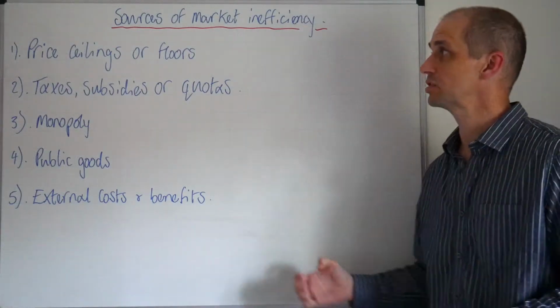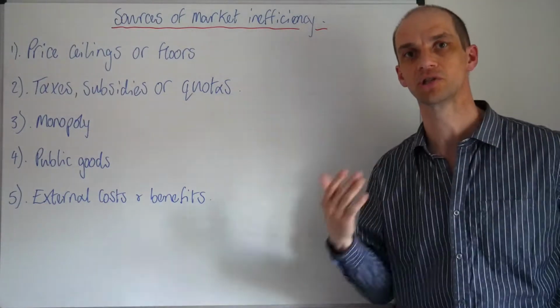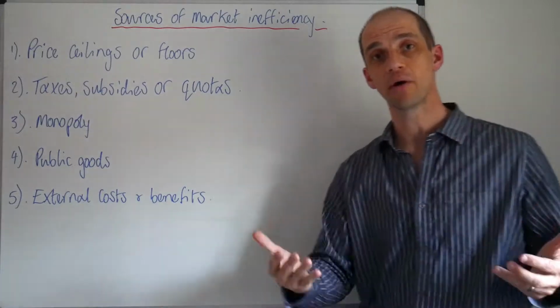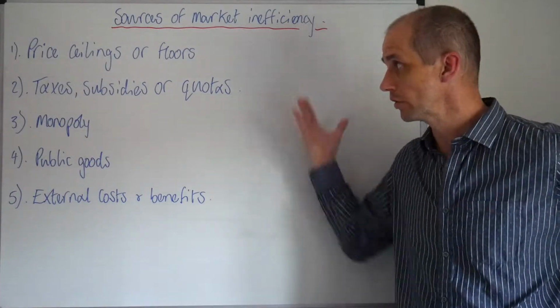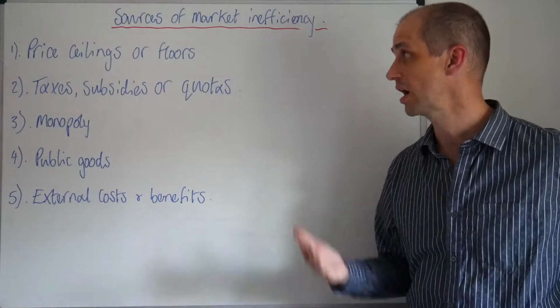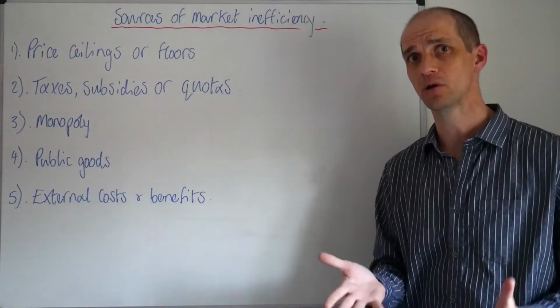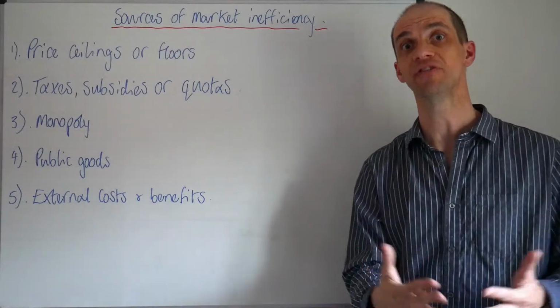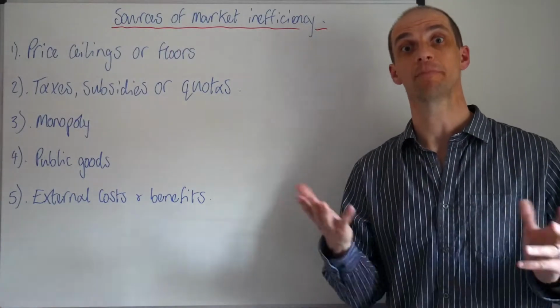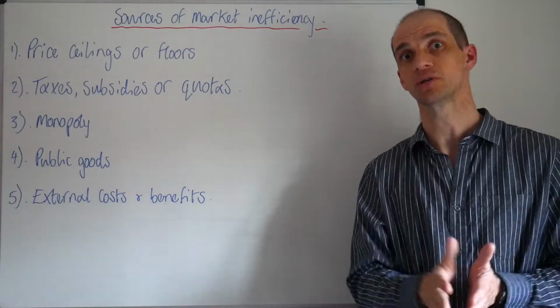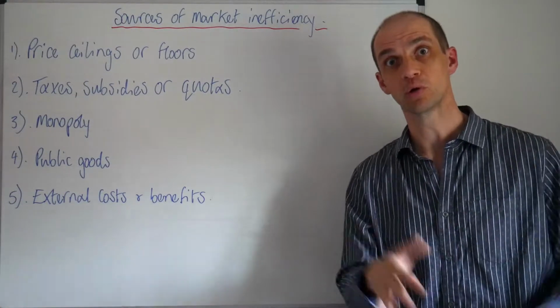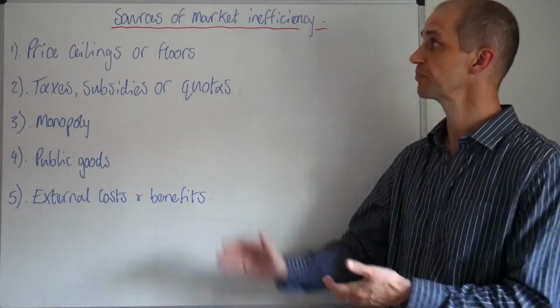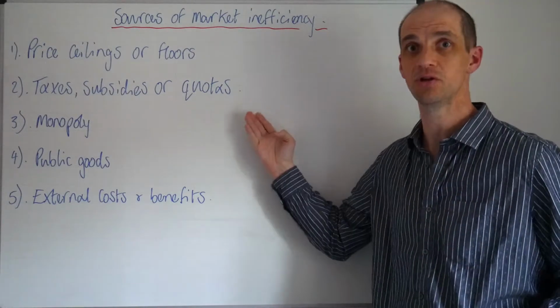Hi guys, so let's now take a look at various types of sources of market inefficiency. Over the next coming lessons we'll look through each of these areas in quite a bit of detail, really get a good understanding of why we might not see such efficiency within a market, and that maximisation of consumer surplus and producer surplus that of course we looked at in our last lesson. The reasons for this are fairly numerous.